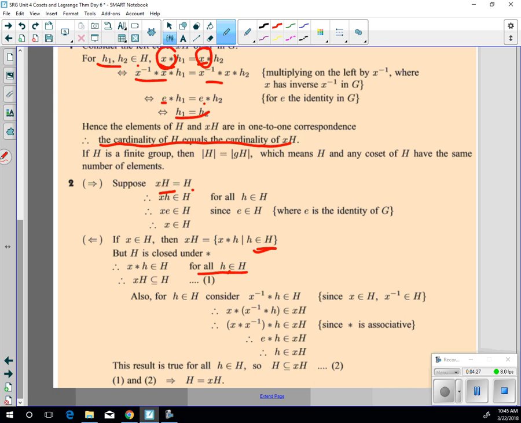Then you keep going with that, and you say that x star x inverse star h is an element of xH, and because it's associative, you can redistribute. Which then means that e star h is an element of xH, and h is an element of xH. Therefore, H is a subset of xH. We already proved up here that xH is a subset of H, which then means that, because they're both subsets of each other, they are equal.